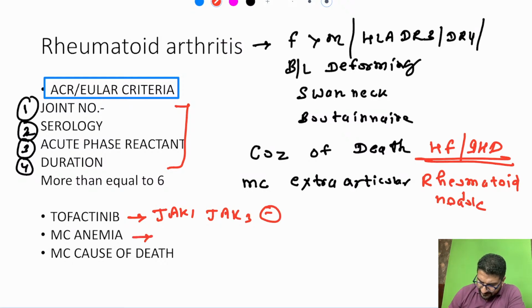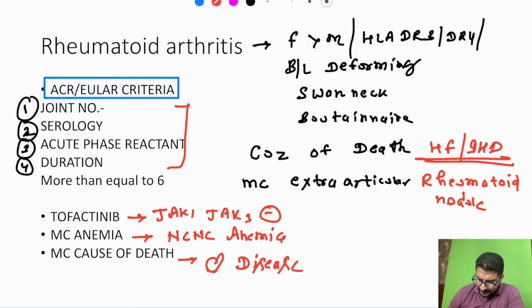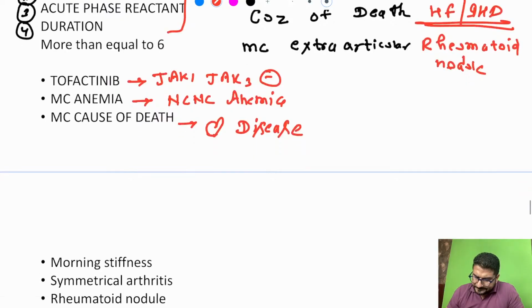Most common anemia is normocytic, normochromic anemia. And most common cause of death will be heart involvement or heart diseases. This is the topic question which they ask from RA. देखो पहले हम चालू करते थे steroid से, but now straight away we start treating the patient with DMARDs.